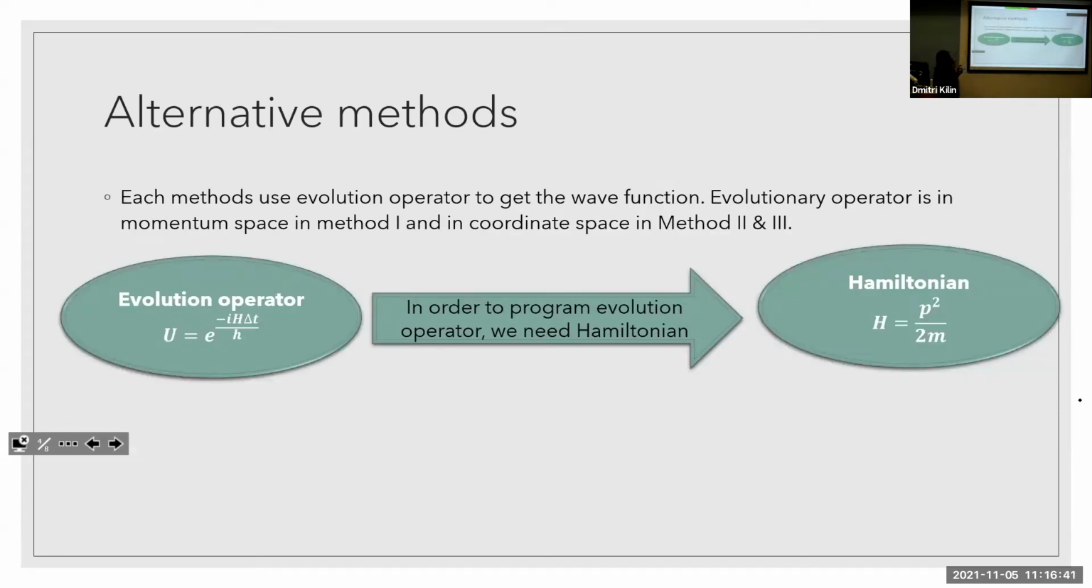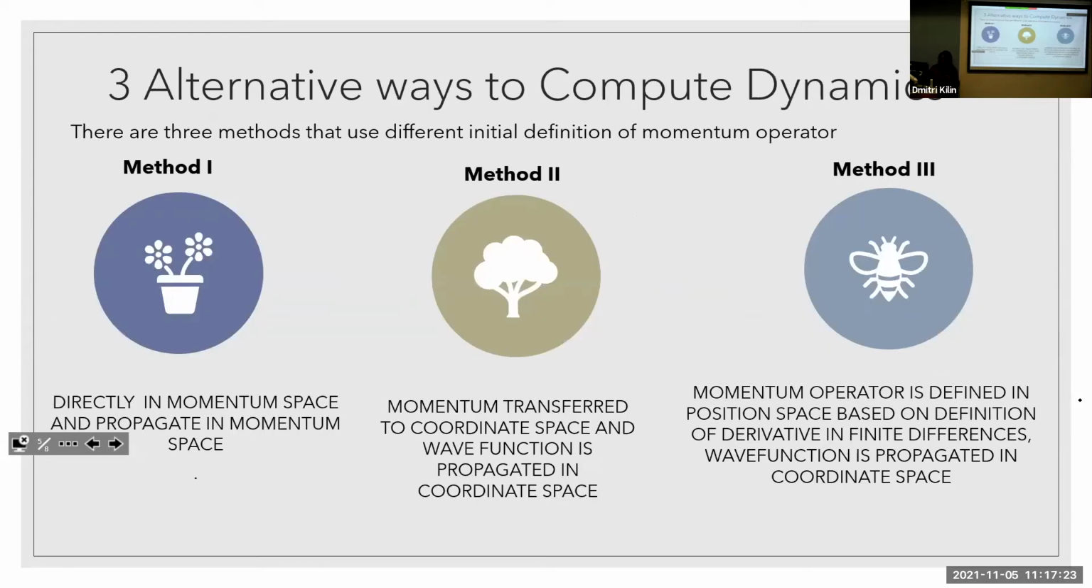And I'll focus more on talking about the methods you can use to find your wave function. Before I talk about all three methods, I would like to stress that all three methods use the evolution operator to get the wave function. And for the wave function to be used, we also need the Hamiltonian. Method one uses the evolution operator in momentum space, whereas methods 2 and 3 use it in coordinate space.